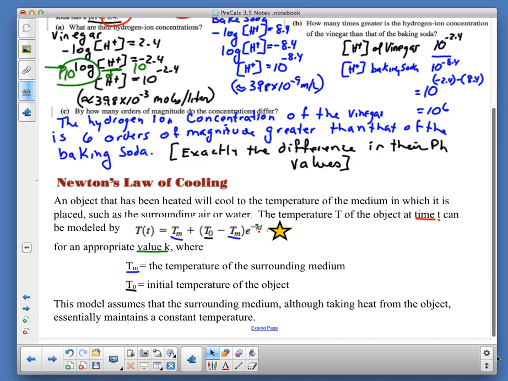This model assumes that the surrounding medium, although taking heat from the object, essentially maintains a constant temperature. So it's not like I'm going to take a boiling hot pan of water out and slip it into a box that's just barely bigger than that, because it would heat up the box more if I closed it than the room would. So they're assuming that whatever is cooling is much larger than what is being cooled.